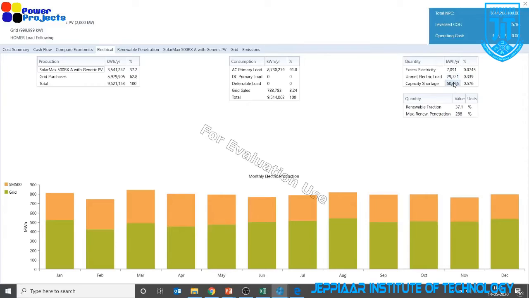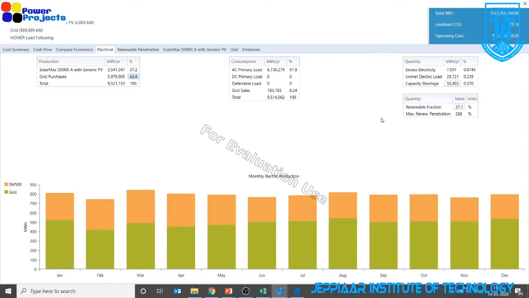And what is the capacity shortage? That is being unable to meet the peak demand. And what is the renewable fraction? The renewable fraction is 37%. That means I have about 87,60,000 kilowatt hour which needs to be met, out of which about 37.2% of the energy is met from solar, and the balance 62.8% I am purchasing from the grid.